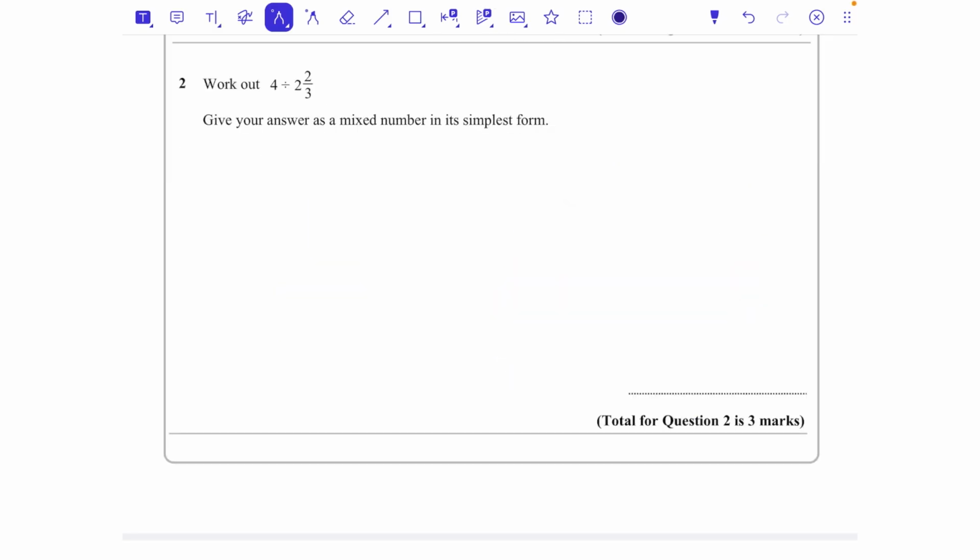Question number 2, work out 4 divided by 2 2/3. Give your answer as a mixed number in its simplest form.